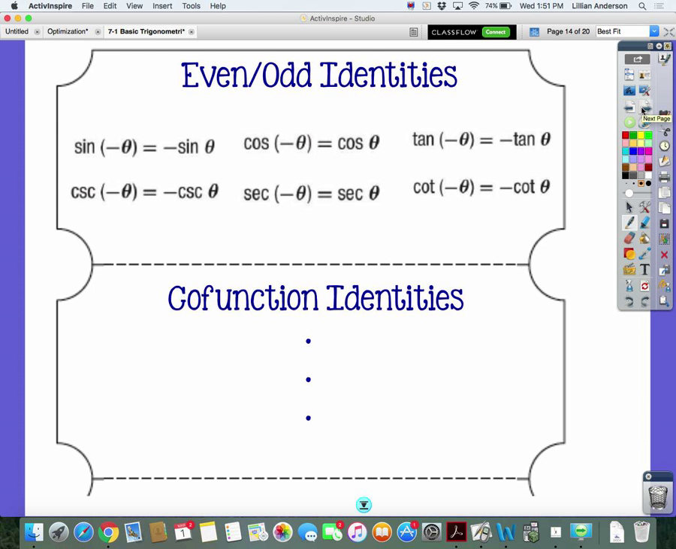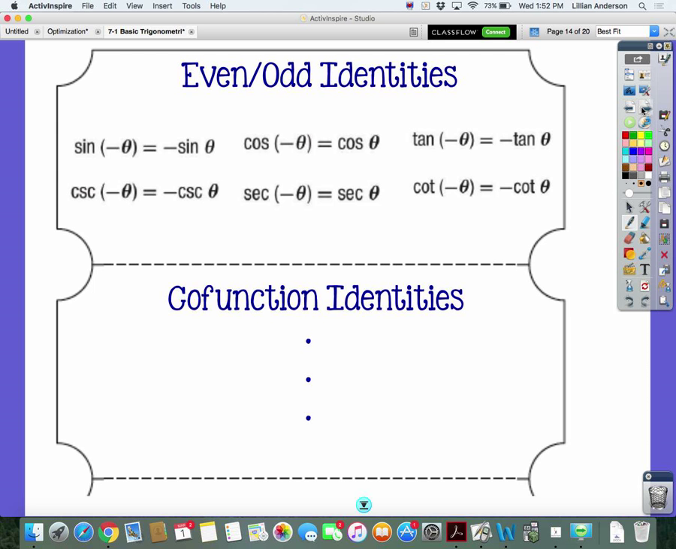The last one that you should have at the very top is your even and odd identities. We talked about even and odd one other time before. What does it mean for a function to be even, or odd? It's a type of symmetry. Odd is the origin, even is the y-axis. Remember we figured out it was even or odd by plugging in a negative x. If we got the exact same thing, it was even. If we got the exact opposite, it was odd. So sine of negative theta equals negative sine theta. That means it's an odd function, because when you plug in a negative theta, you get the exact opposite of the original function, which was sine theta.